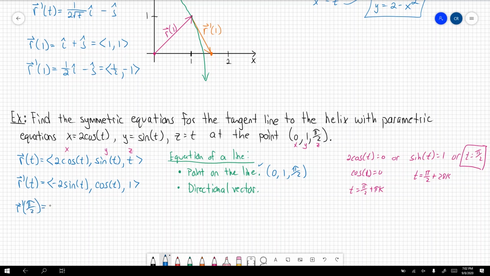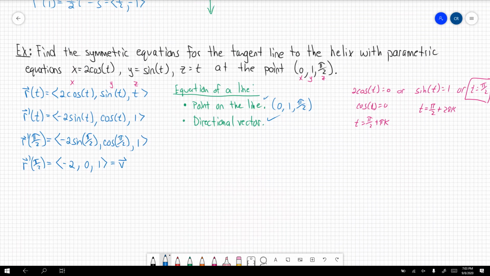So here we go, R prime evaluated at pi halves. This is going to be negative 2 times sine at pi halves, cosine at pi halves, and 1. Let's see that directional vector. All right, sine at pi halves, we know that to be 1, so that's going to be negative 2. Cosine at pi halves is going to be 0, and then we get 1. Do we have a directional vector? Yes, we do. Awesome.